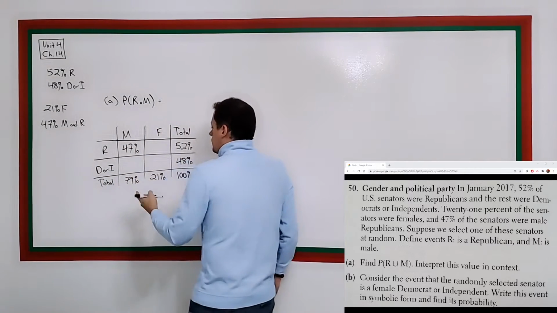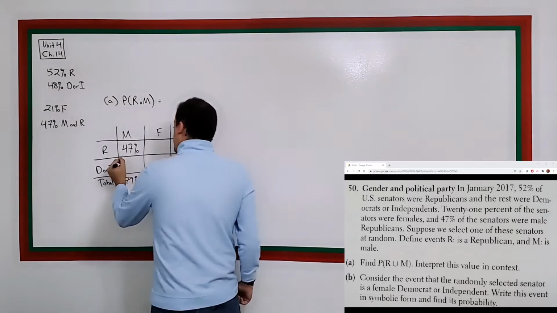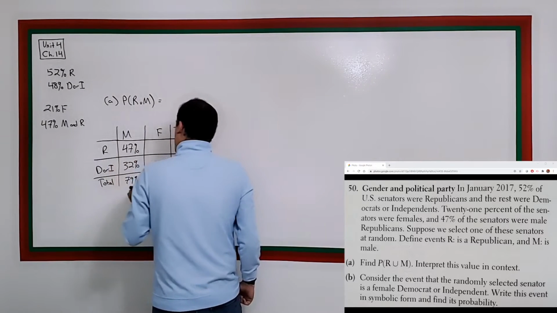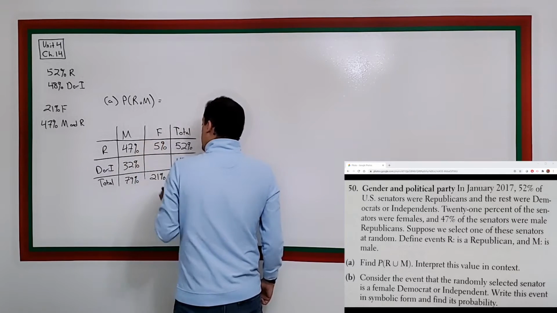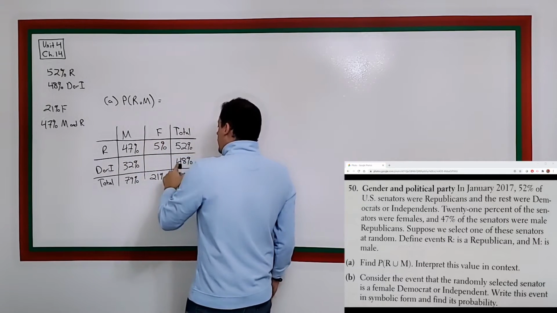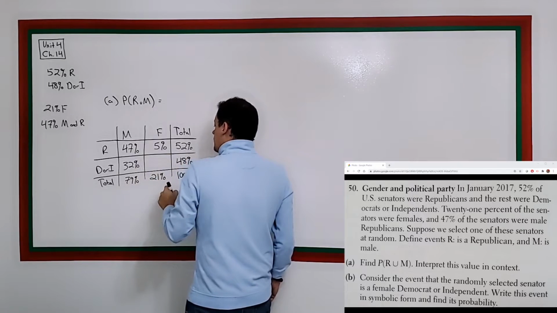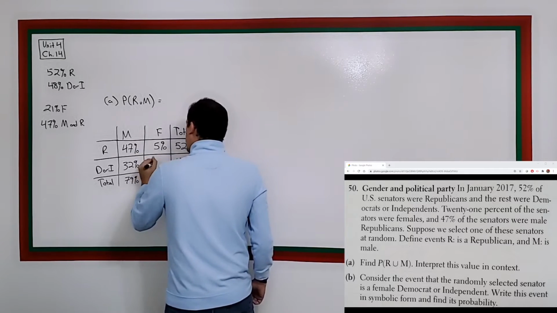Because now we just subtract. 79 minus 47 is 32 here. 52 minus 47 is just 5% here. And either 48 minus 32 is 16, or 21 minus 5 is 16.